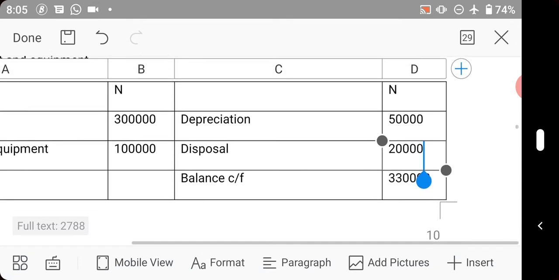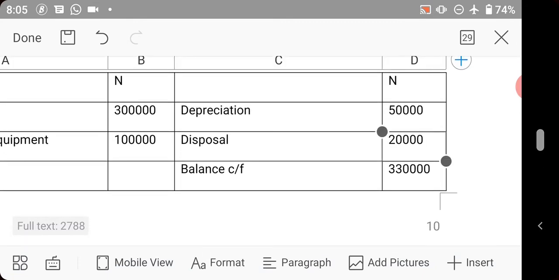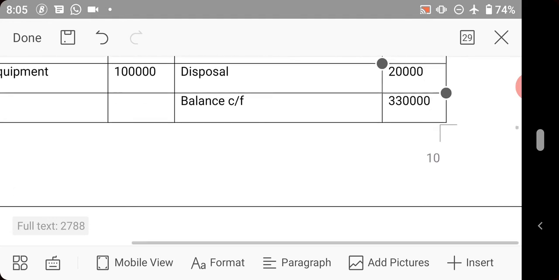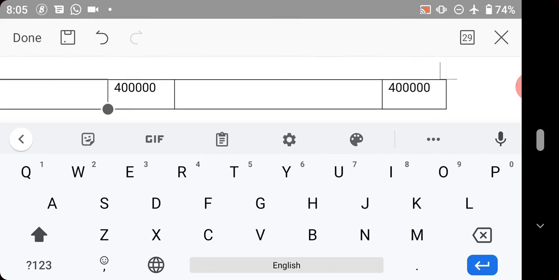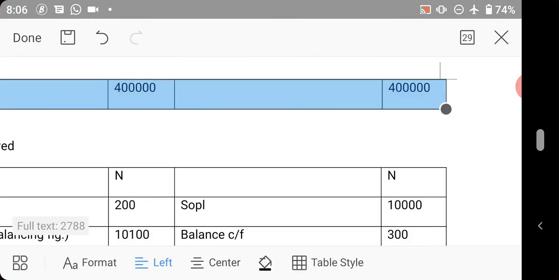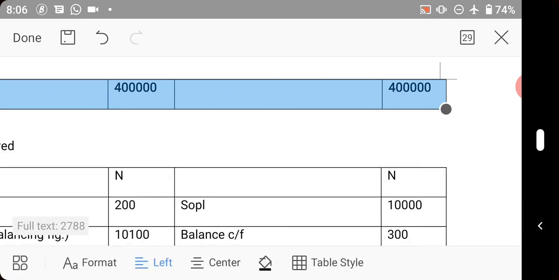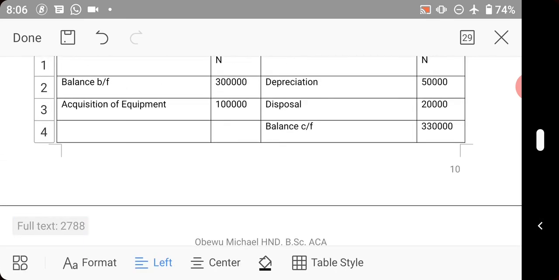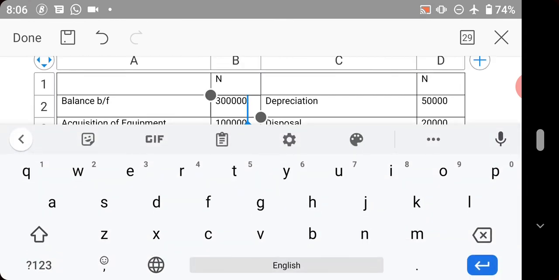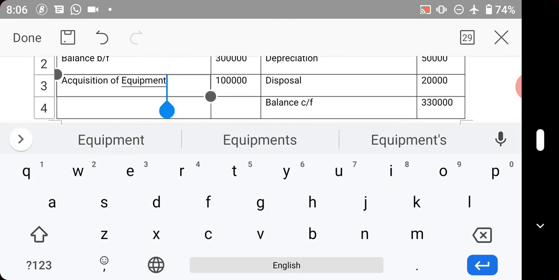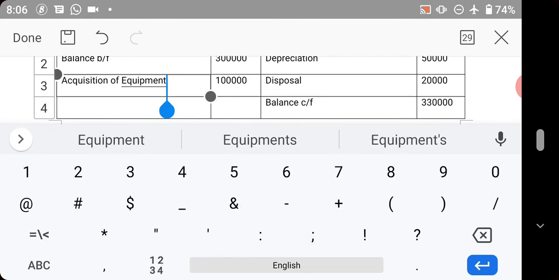So you take the total. It becomes this plus this: 50 plus 20 plus 330 will give us 400. So 400 is the total amount. Since 400 is our total amount, take away 100, leaving 300, which is the balance brought forward.